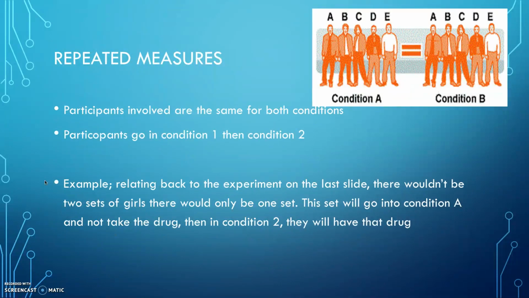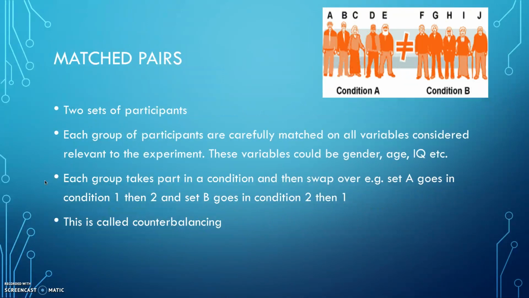The next design is repeated measures. In this design group, the participants involved are the same for both conditions, and the idea is all of them enter condition 1 and then go into condition 2. So relating back to the experiment on the last slide, there wouldn't be two sets of girls, there would only be one. This set will go into condition 1 and not take the drug, then in condition 2 they will have that drug. Just as in independent groups, the researcher will test the effect of the drug on their flexibility.